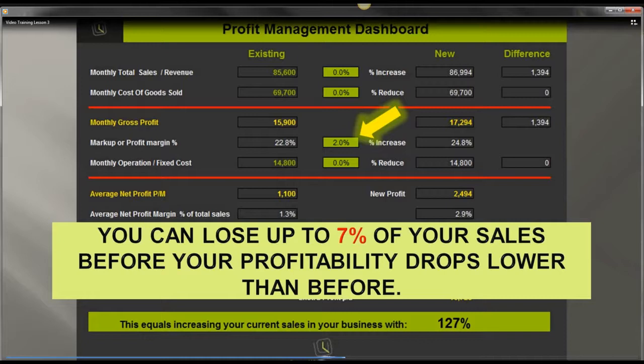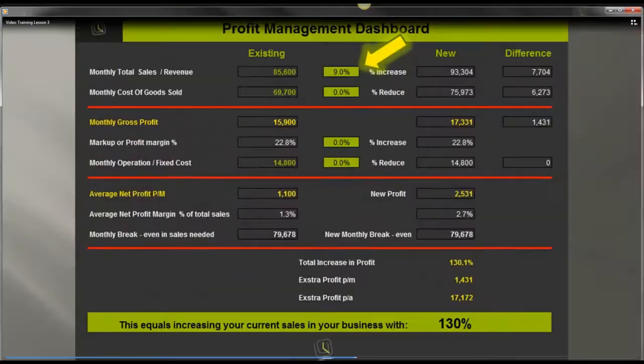It's amazing how these small changes can have such a huge impact on your business if your business is running on small profit margins. This 2% increase in price equals an increase in sales of 9%. So what do you think is the easiest? To increase your prices or to increase your sales?